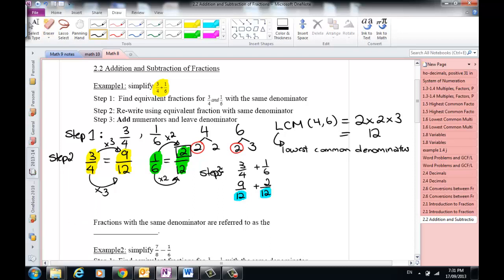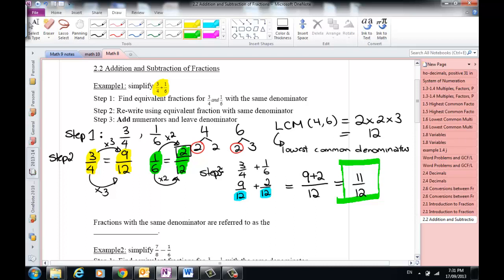And so finally with our step 3, we just add the numerators, 9 plus 2. It's still over 12. It's still out of 12. And in fact, I get 11/12. And this is my solution.